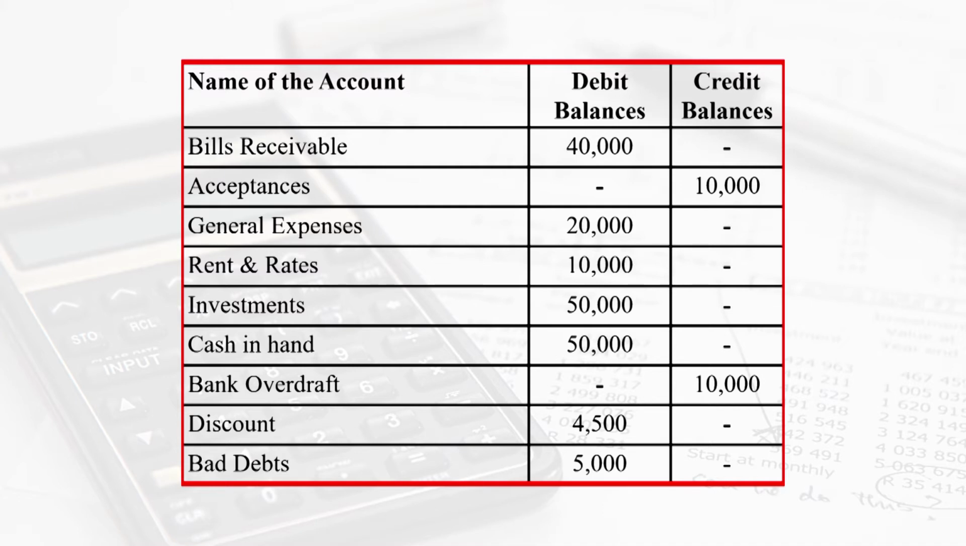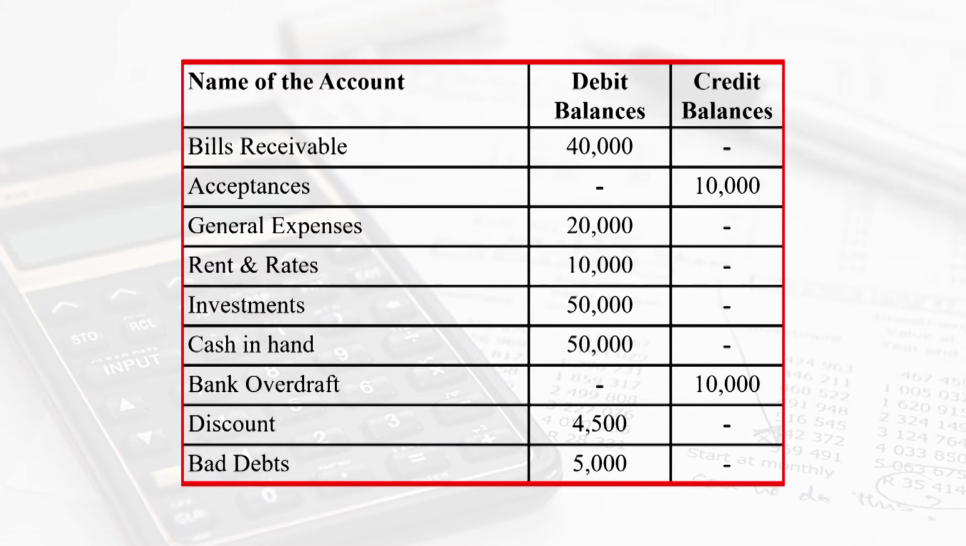Cash in hand is again an asset for the business. Therefore, it has been shown under the head debit balances. Then the bank overdraft. The bank overdraft is a liability for the business. Therefore, all the liabilities will have a credit balance, and the bank overdraft has a credit balance of rupees 10,000.